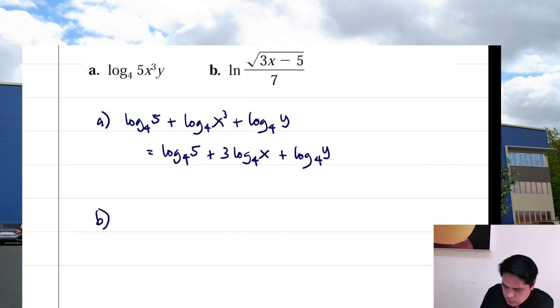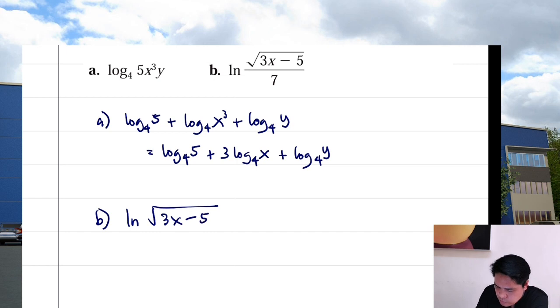How about for letter B? For letter B, we have ln. Now this time, it's quotient. So pag quotient, we need to subtract, diba, the two functions, or the logarithm of the two functions. So we have ln. We'll start with the numerator. We have ln 3x minus 5 minus ln 7. Okay? Then expand this further.